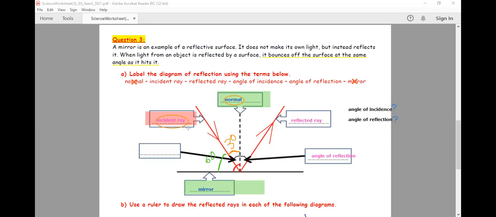I should look: is it the angle between the normal and the incident ray? I should calculate it if it's not given. 30. Okay, if the angle of incidence is equal to 30 degrees, how much is the angle of reflection? The same, 30. The angle of incidence is equal to the angle of reflection, always. So the angle of reflection must also be 30. We're going to talk about them now, but let me finish the question.